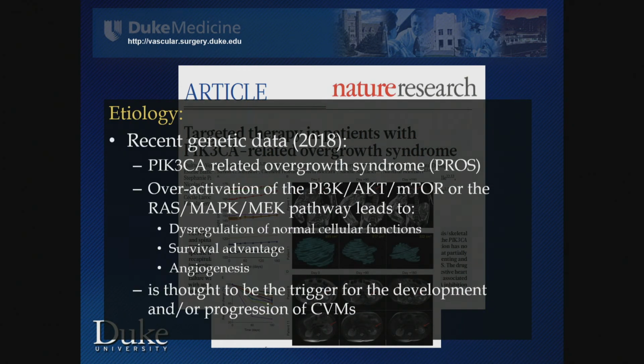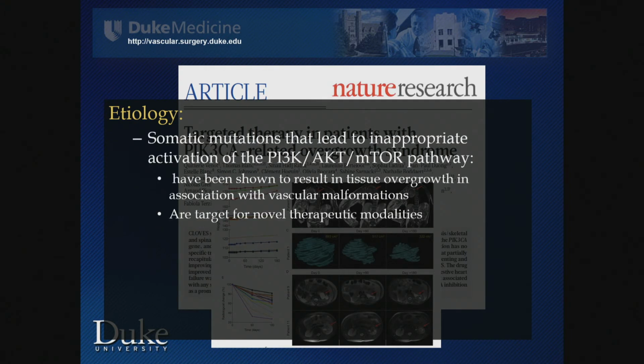So the PIK3CA related overgrowth syndrome, or PROS, has been found now to be related to the overactivation of the mTOR or RAS pathway that leads to the dysregulation of normal cellular functions, survival advantage in a negative way, like if you consider a cancer cell survival advantage, and angiogenesis. And this is thought to trigger the development and or proliferation of vascular malformations, at least based on this mirroring model that this group has developed. So they used this mirroring model, found that targeted molecules based on mitigating this pathway were very successful in the mirroring model, and then actually used it to treat patients.